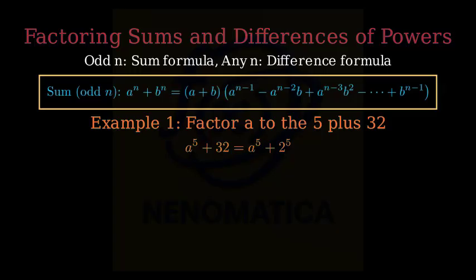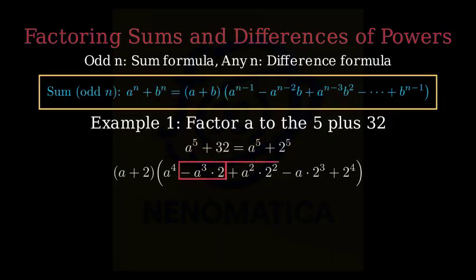Step 1. Rewrite 32 as 2 to the fifth. Step 2. Apply the sum rule with n equals 5 and b equals 2. That gives (a plus 2) times (a to the fourth minus a cubed times 2 plus a squared times 2 squared, minus a times 2 cubed plus 2 to the fourth).